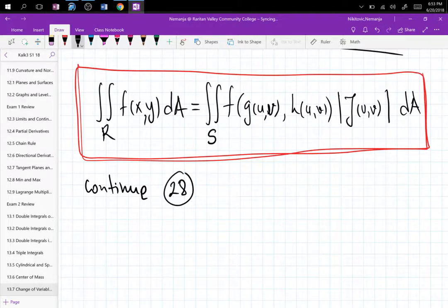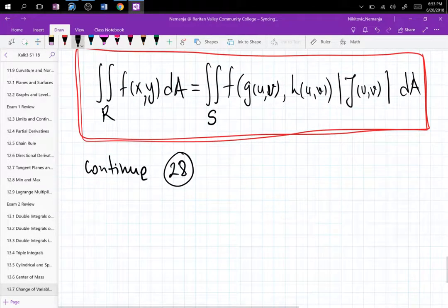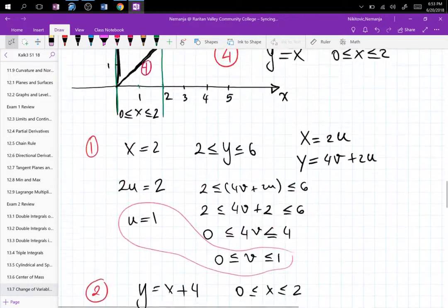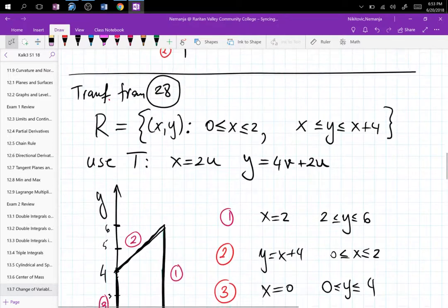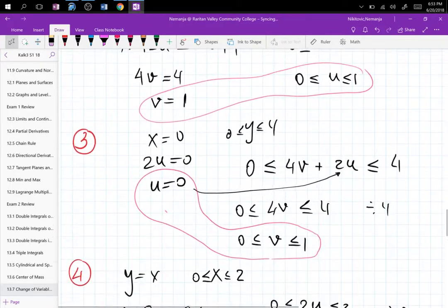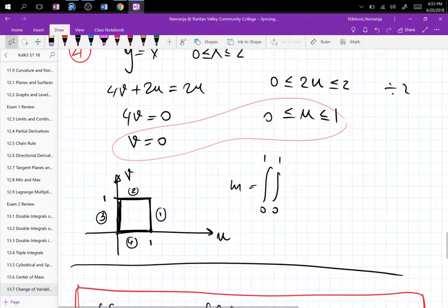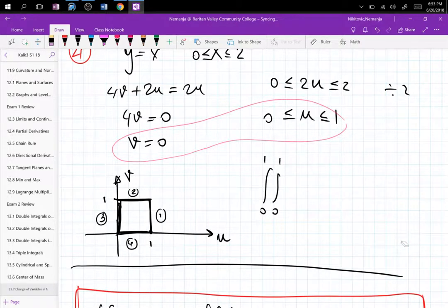Problem 28. So what do I have now? The problem 28, I only did the transformation of region. Now I need to pick up the rest of the problem so that we can go on computing this wonderful thing.